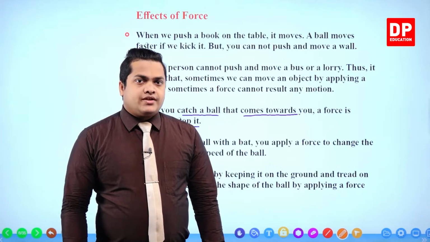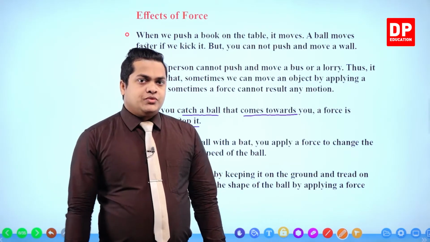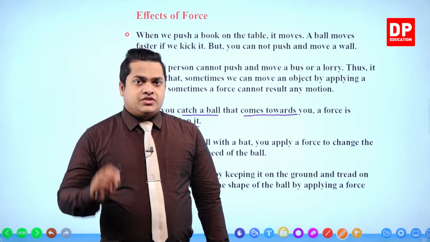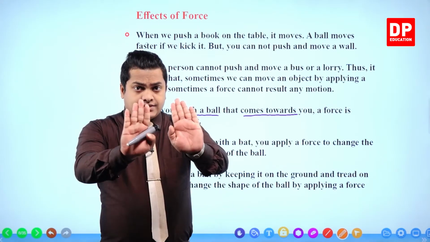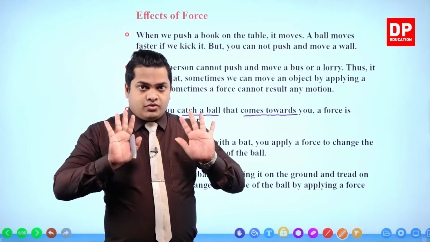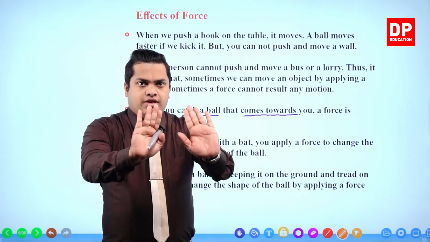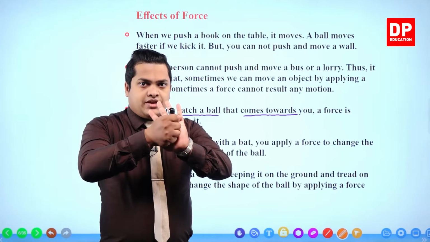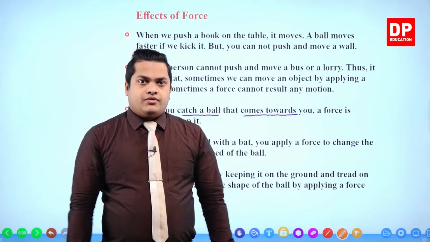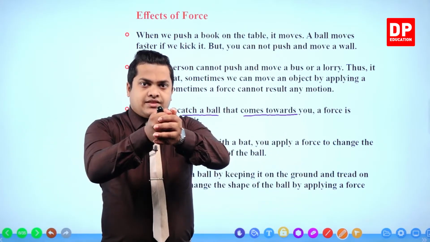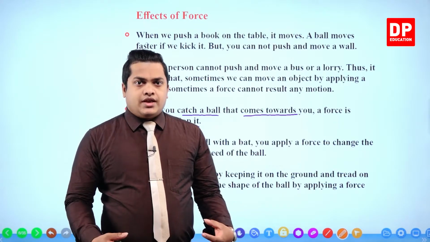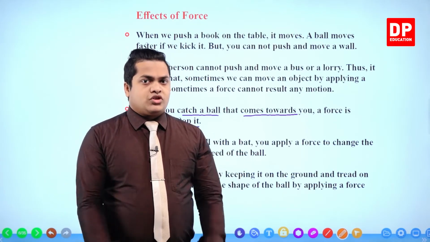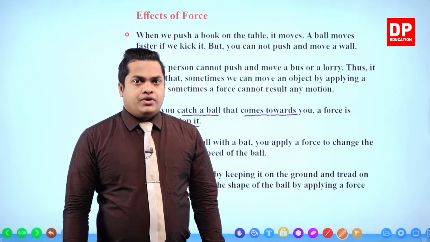Let's imagine that a ball is thrown towards you. You're going to stop it like this. So you're pushing it. When the ball is coming and hitting your arm, it's going to fall down. Or else you're grabbing it firmly like this. So upon grabbing, once again, the motion of the object is going to stop.